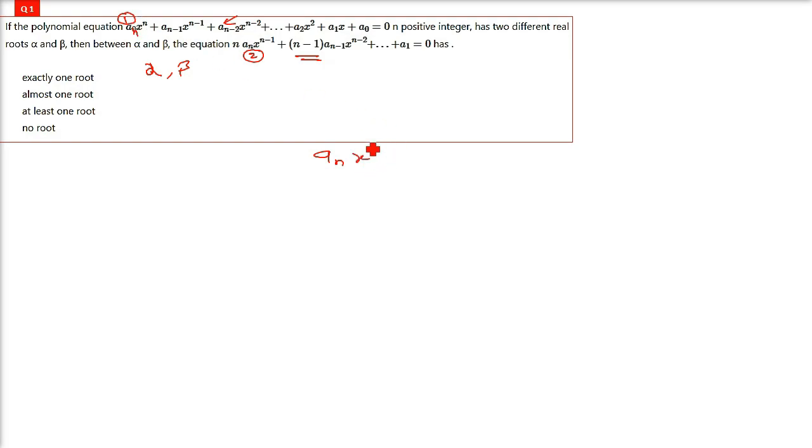I'm just writing two terms. You'll understand why. a_n x to the power n plus a_{n-1} x to the power n minus 1 and other terms equals 0. This is our first equation. And then we are taking the second equation, but let us differentiate it. I'm just differentiating the first equation.